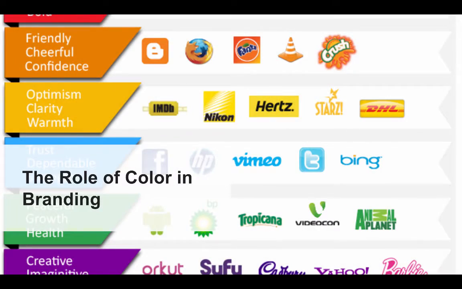Now we're going to shift gears from brand personality and discuss the role of color in branding and how it's used to communicate the app's brand and how it connects the user on an emotional level. So we're going to look through different app icons and, based on the color, some of the emotions associated with that color.